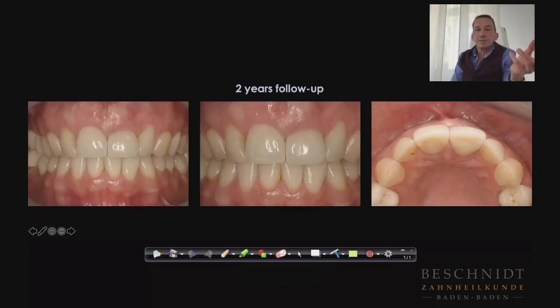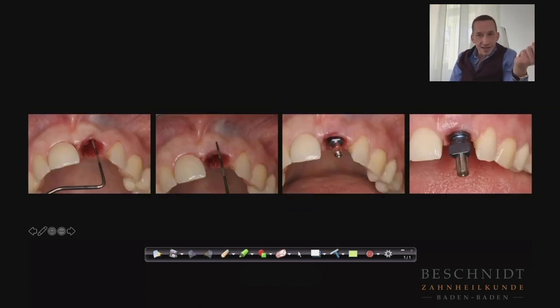2 years later, she got problems with the left central. So we took out the left central. I placed a 5 millimeter implant.